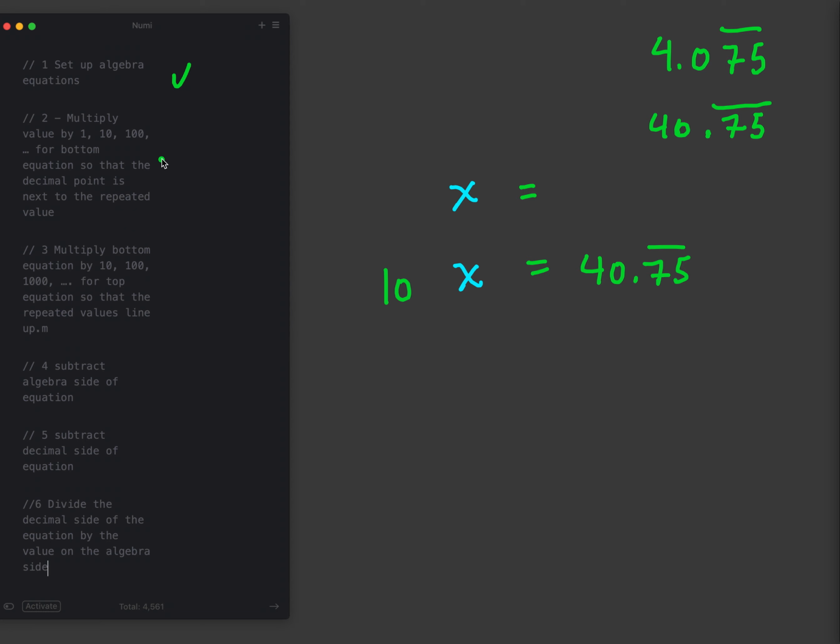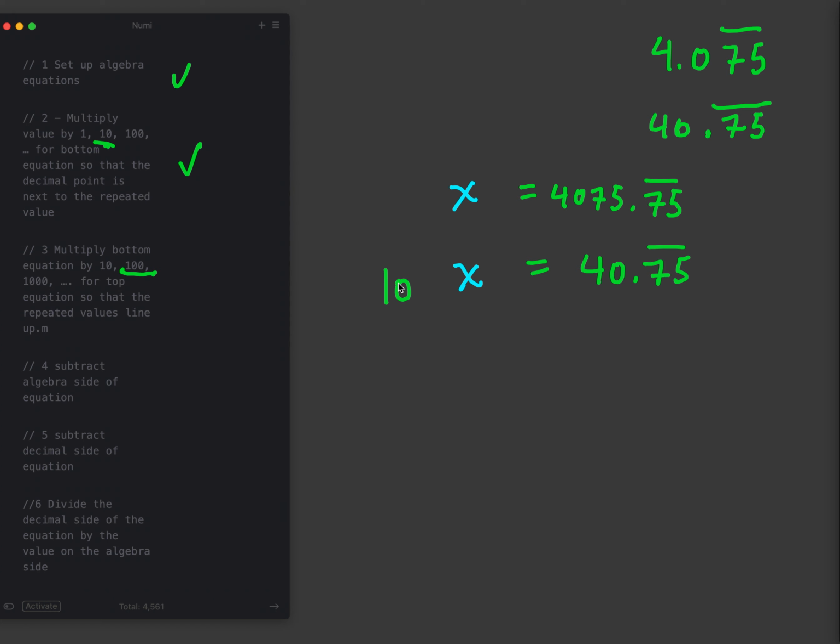Okay, so we have done this, and we multiplied by 10 in this case. Next, we're going to multiply the bottom equation by 10, 100, or 1,000 so that the repeated values line up. So if I want these values to line up, if I multiply by 10, if I just move the value over once, it's not going to line up. I need to move the value over twice so it does line up. And so if I move the value over twice, I end up with 4075.75 repeated. And the reason I moved everything over twice this time is because I want these 75s to line up. So moving everything over twice is actually associated with multiplying by 100.